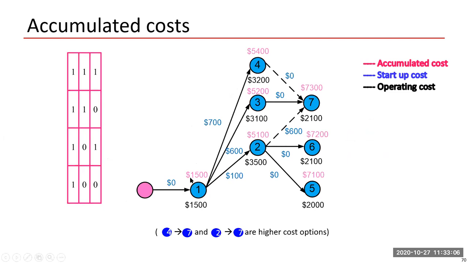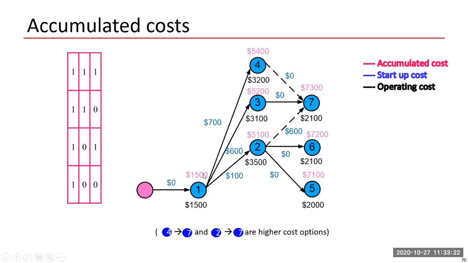In the pink color, we have shown the accumulated cost here. This is the legend. Accumulated cost is in pink or whatever reddish color, blue is the startup cost, and the black one is the operating cost. So 1500 is the accumulated cost.